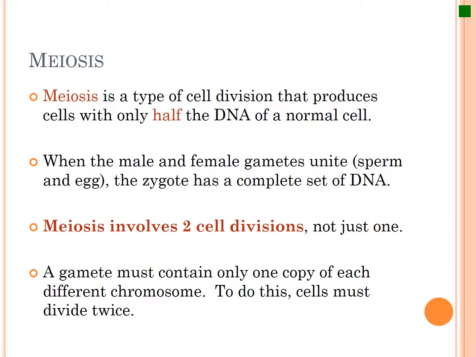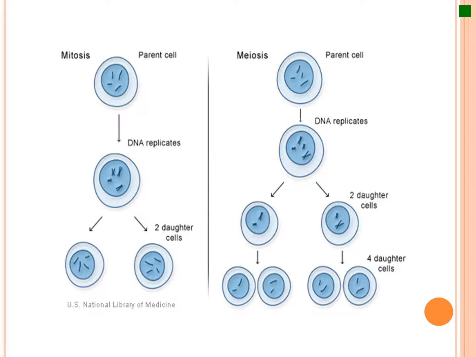But first, you have to go through something called meiosis. This is the other kind of cell division that happens. Meiosis is a type of cell division that produces cells with only half the DNA of a normal cell. When the male and female gametes unite, the sperm and the egg, the zygote has a complete set of DNA. Meiosis involves two cell divisions, not just one. A gamete must contain only one copy of each different chromosome, and to do this, cells have to divide twice. So let's see what this looks like.